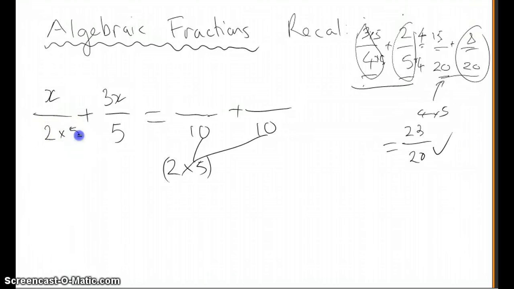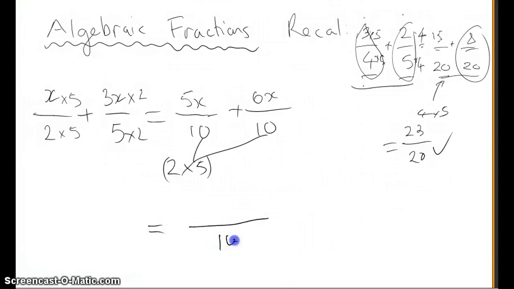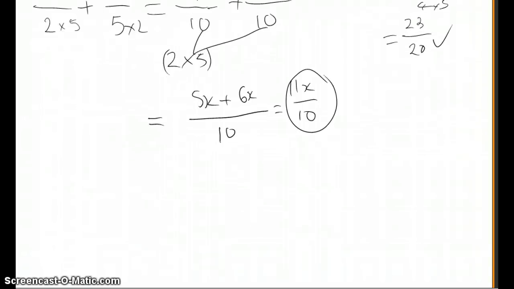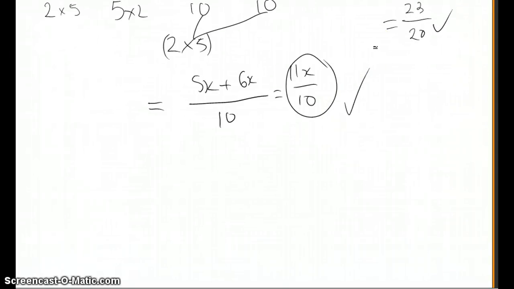This fraction was multiplied by 5 on the bottom. I should therefore multiply it by 5 on the top, because I want it to be an equivalent fraction. 5 times x is 5x. This fraction was multiplied by 2 on the bottom. I therefore should multiply the numerator by 2 to make it an equivalent fraction. 2 times 3x is 6x. Now it's easy. All I have to do is add the numerators. 5x plus 6x gives 11x over 10. Can I simplify this anymore? No, that's my answer, 11x over 10.